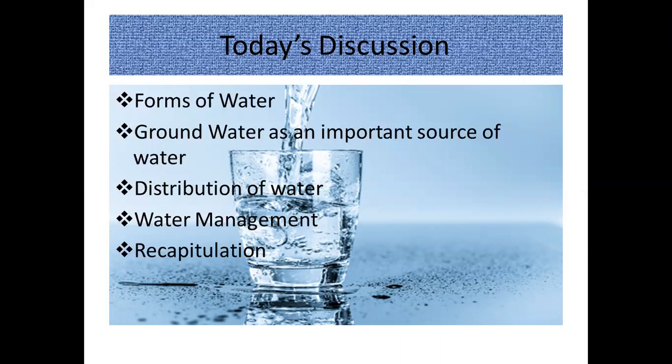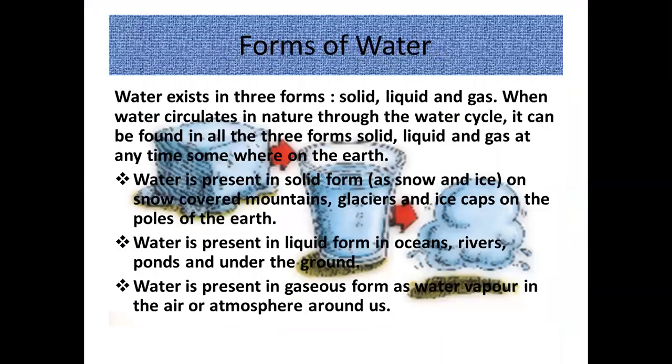Now I'm going to explain the forms of water. Now, children, water exists in three forms: solid, liquid, and gas. When water circulates in nature through the water cycle, it can be found in all three forms, solid, liquid, and gas, at any time somewhere on the Earth. Water is present in solid form as snow and ice, covering mountains, glaciers, and the ice caps on the poles of the Earth.